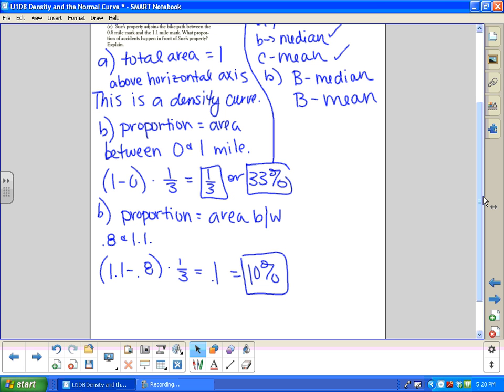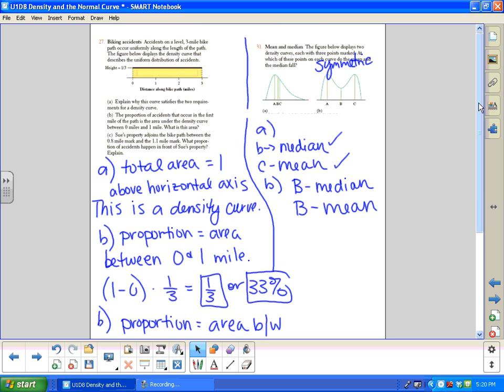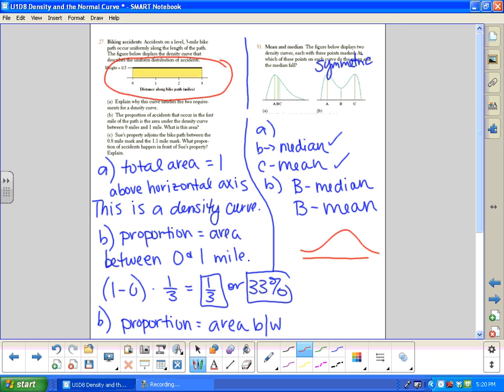So sometimes you'll see density curves that look like a normal distribution, like a bell curve like this. And then sometimes you'll see them where they look more like this. Make sure that you think about, okay, does it follow those properties of a density curve? And if it does, then all you have to do is look at the area between the numbers, and it'll show you the proportion or the percent.